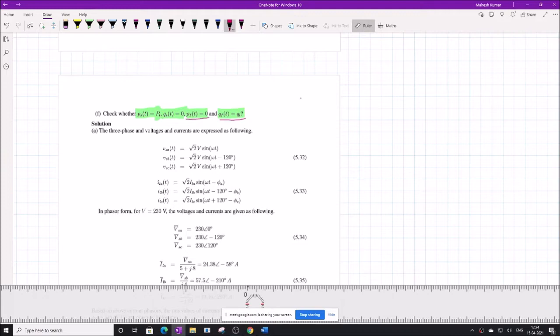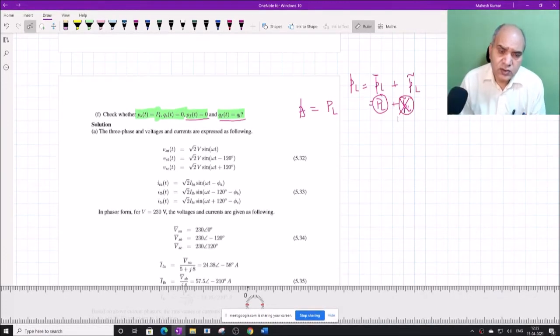What are the sole objectives? That PS must be equal to PL. The rest of the power should not come from the source. Actually, PL has two parts: PL average plus PL oscillating. So the average power has to come from the utility, not the oscillating power. The oscillating power has to be supplied by the compensator. Correct? So let us see how you can approach solving this problem.